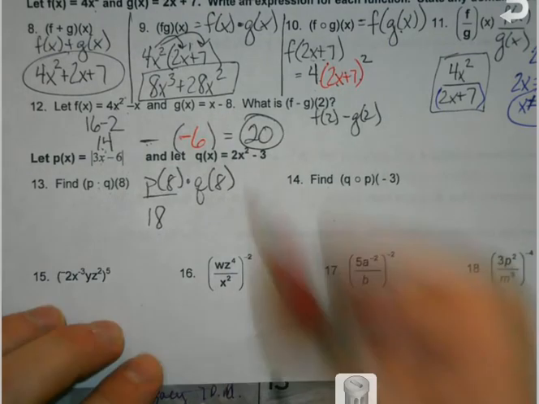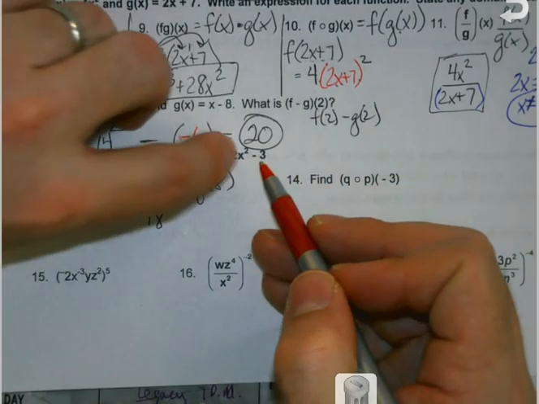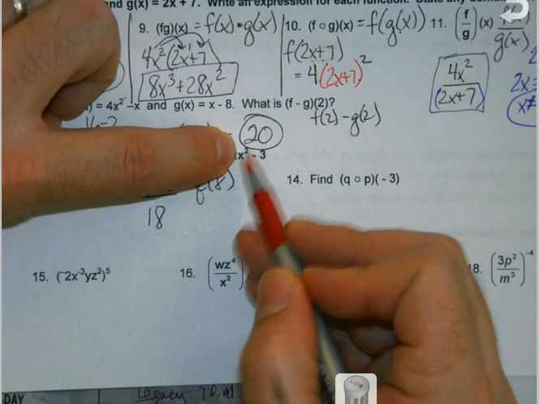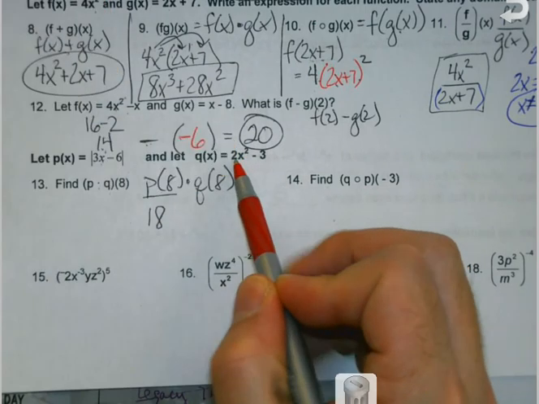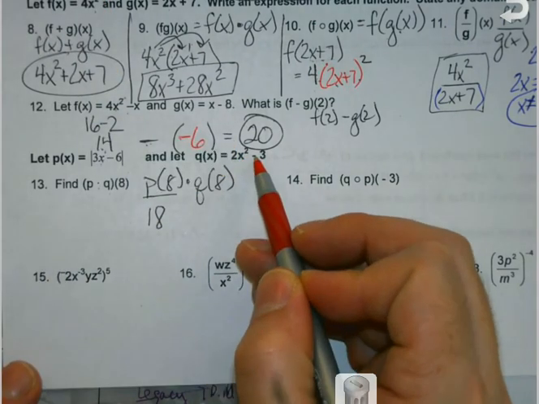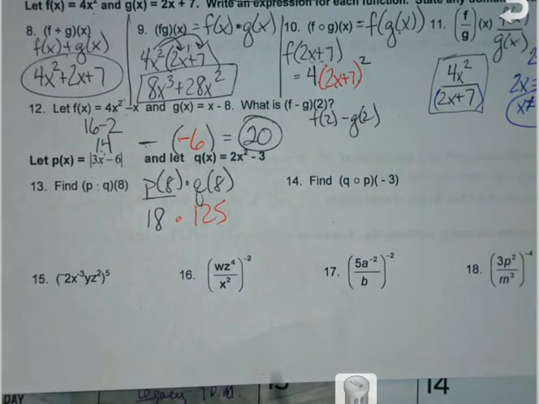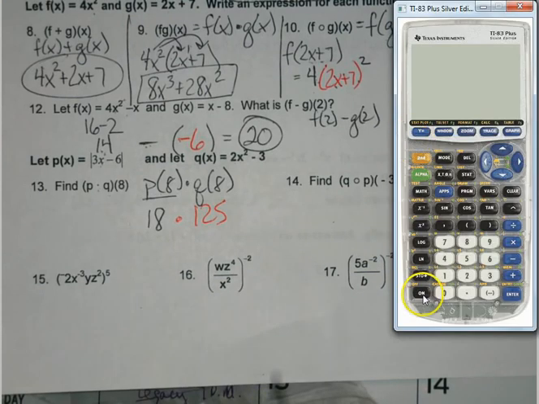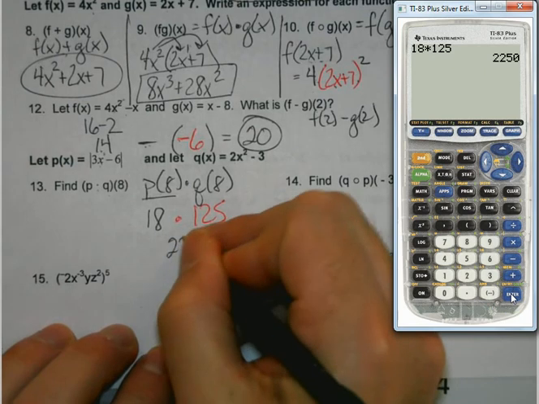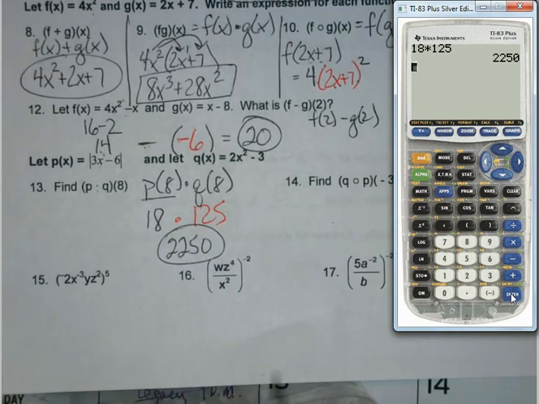My Q of 8, again, square the 8. Don't multiply first. Square the 8 is 64, times 2 is 128, minus 3 is 125. Do I trust myself to do this in my head right now? I should, but I'm not. I think it's 2250, but I'm too afraid. Dang, I had it. So 2250, and that's it.